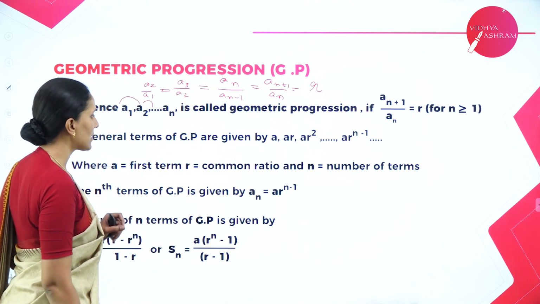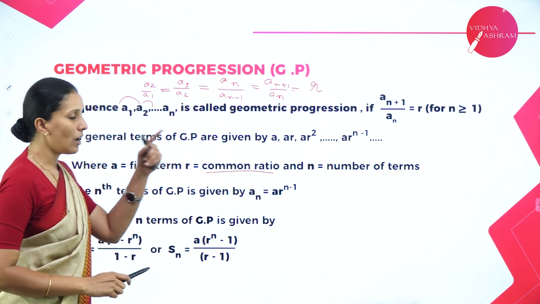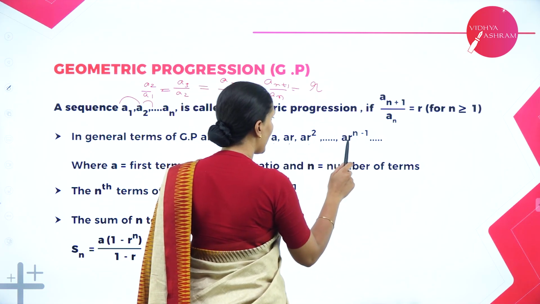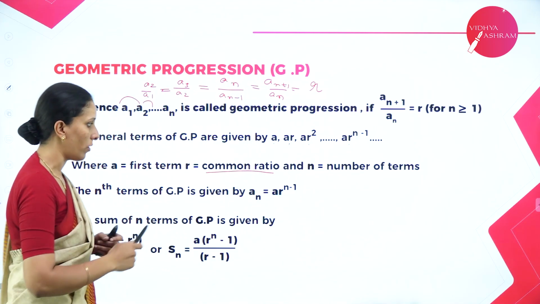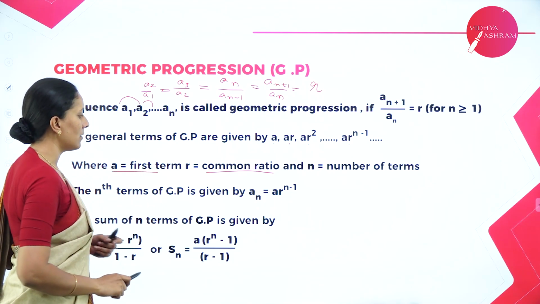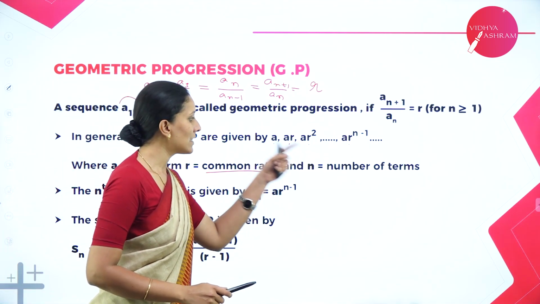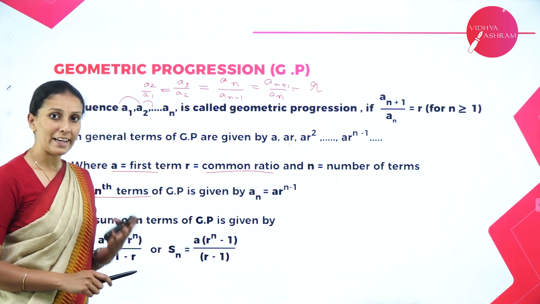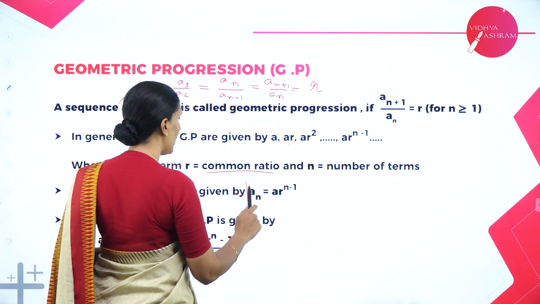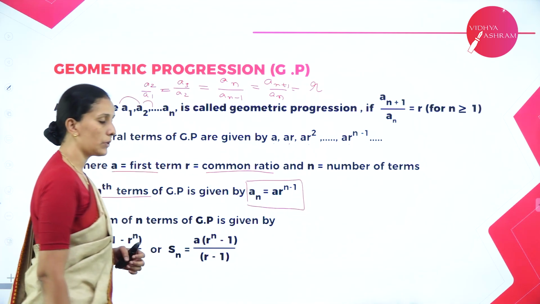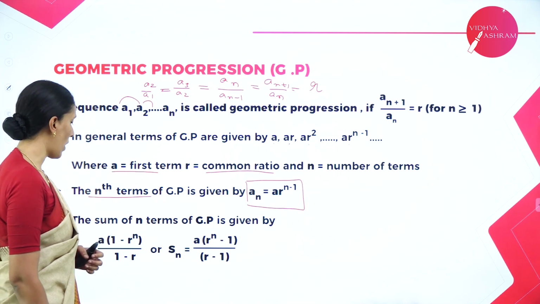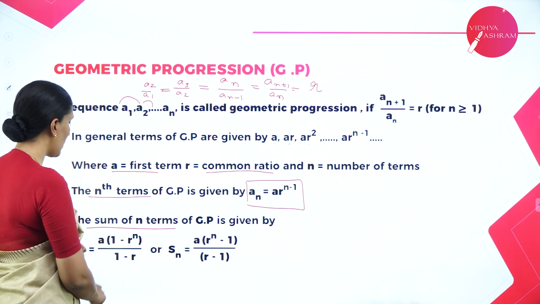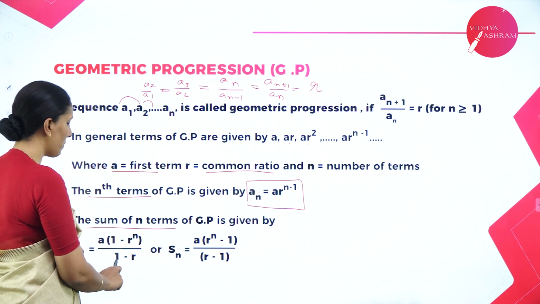So that r is called the common ratio, and the terms of a GP are represented by a, ar, ar square, ar to the power n minus 1 and so on. Here a is the first term, r is the common ratio, n is the number of terms. In general, the nth term of a GP is given by the formula an is equal to a into r to the power n minus 1. Now the sum of n terms of a GP is given by Sn is equal to a into 1 minus r power n by 1 minus r.